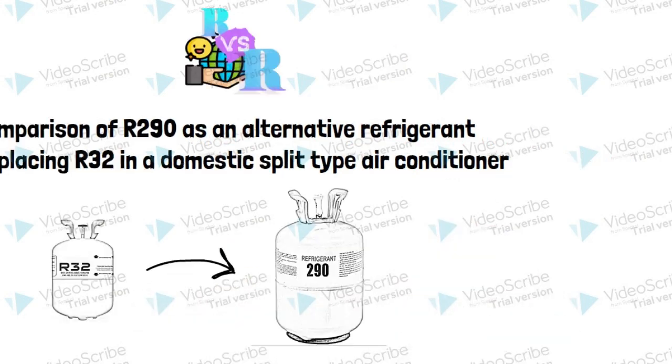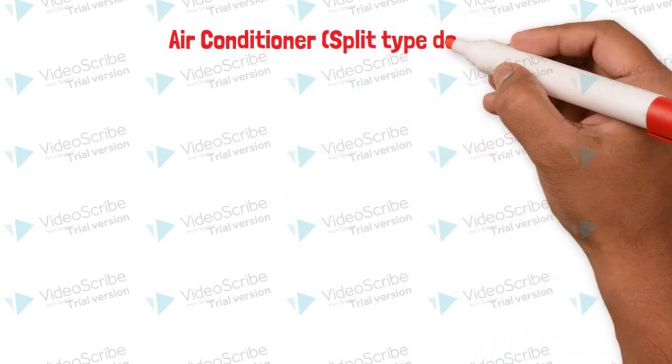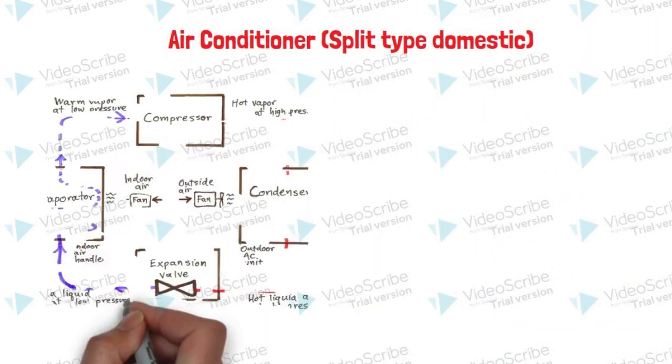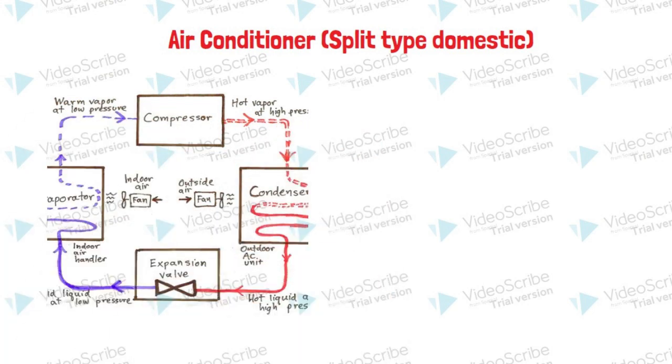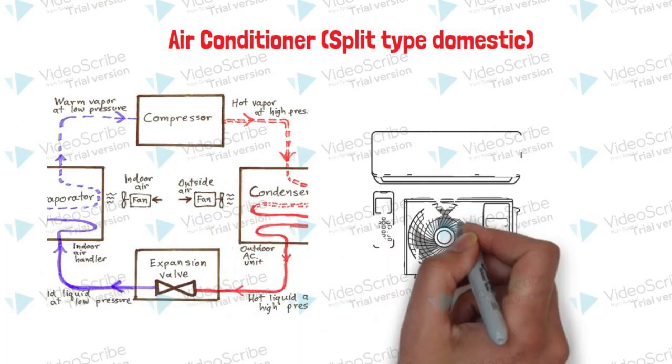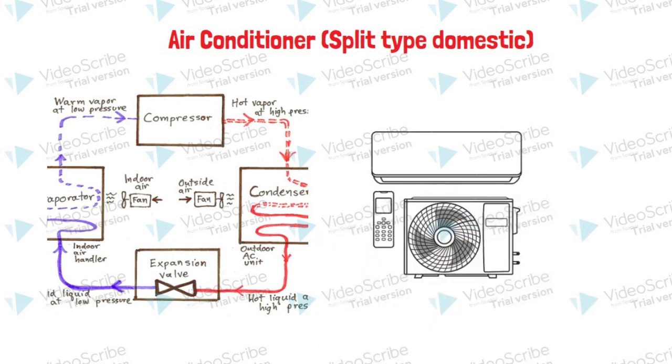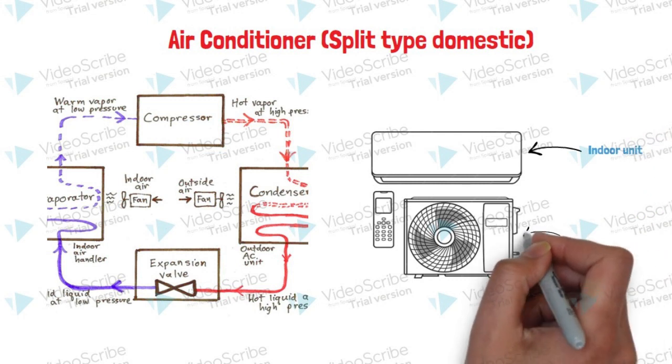An air conditioning system is composed of a compressor, an expansion valve, a condenser, and an evaporator. The split-type air conditioner comes to the market as two parts: indoor unit, outdoor unit.